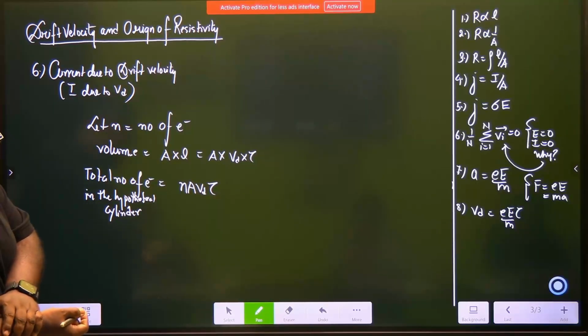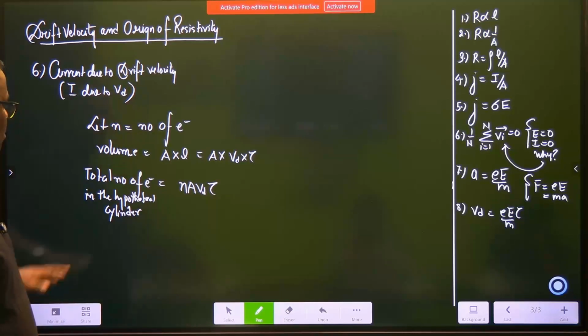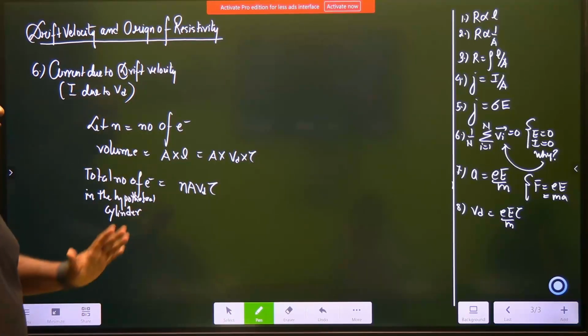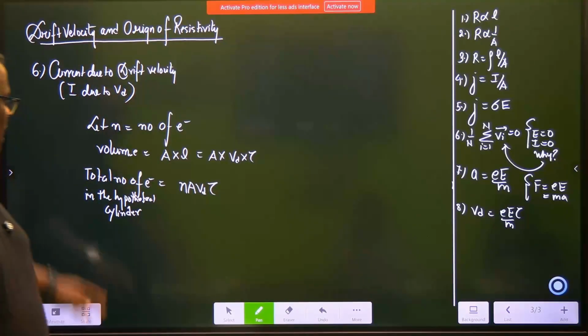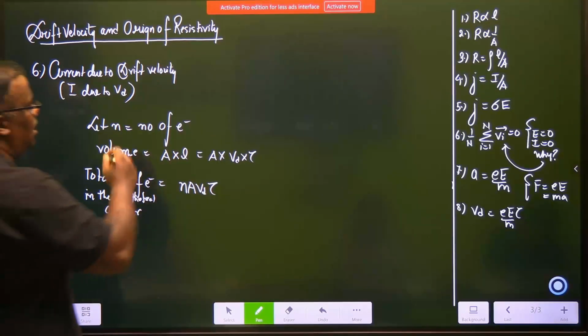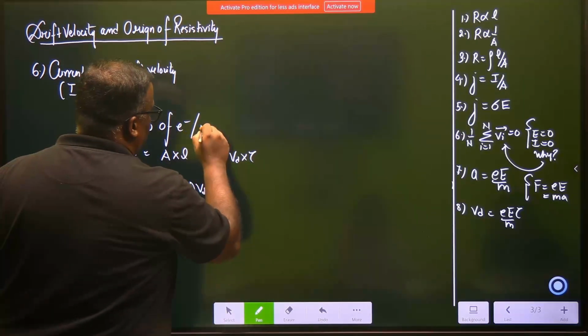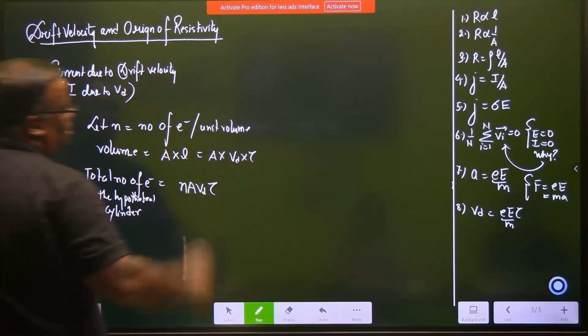N is the number of electrons, A is the cross-sectional area, Vd is the drift velocity. So if you see that entire volume, how many electrons in total are going? NAVd. N is actually the number of electrons per unit volume.